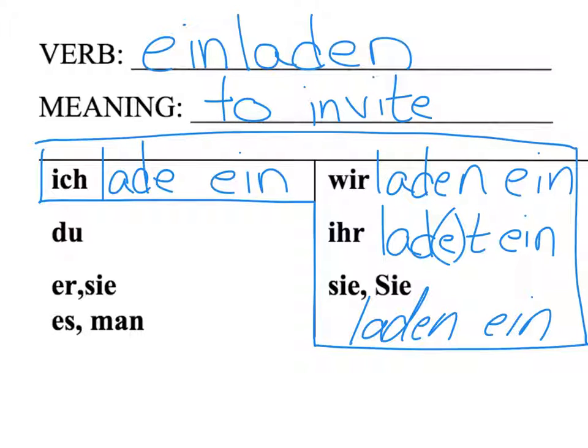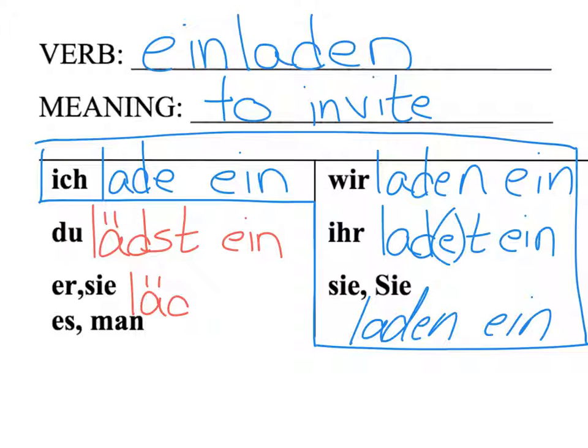Okay, now the irregular part. Do you remember what changes about it? Add umlauts. When in doubt, umlaut, yeah? Okay, so lädst ein. And then er, sie, es lädt ein. And again, sometimes you'll see the E in there too. Those are more common without it for some reason.